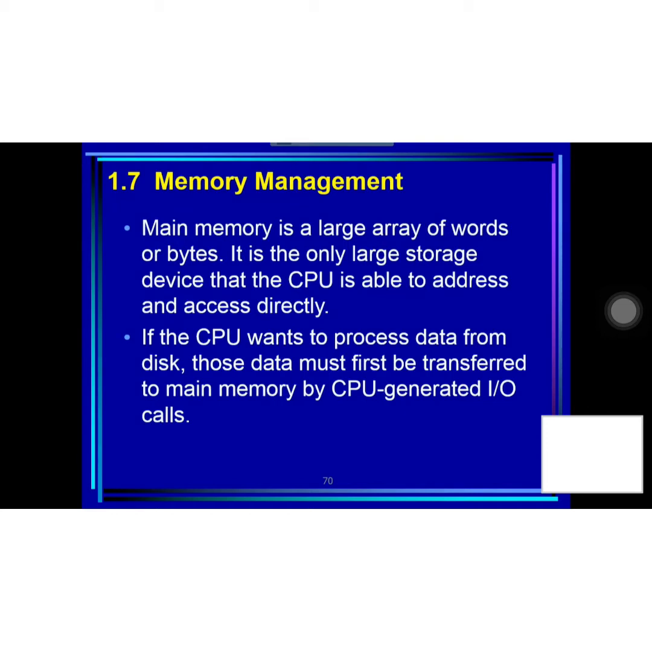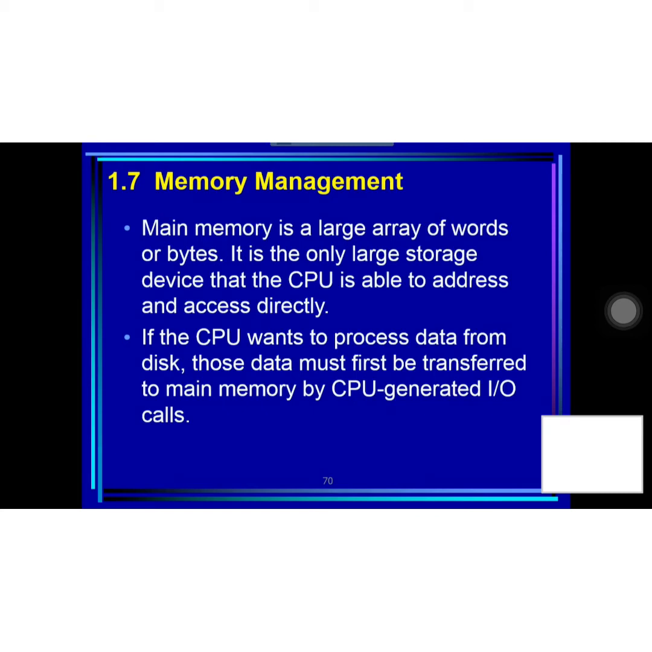The central processor reads instructions from main memory during the instruction fetch cycle, and both reads and writes data from main memory during the data fetch cycle. As noted earlier, the main memory is generally the only large storage device that the CPU is able to address and access directly.